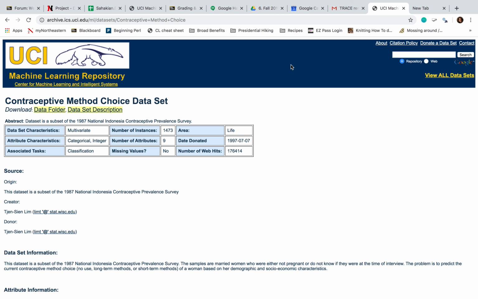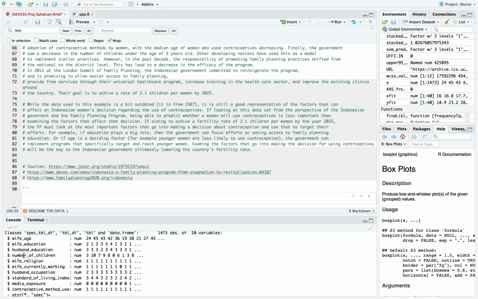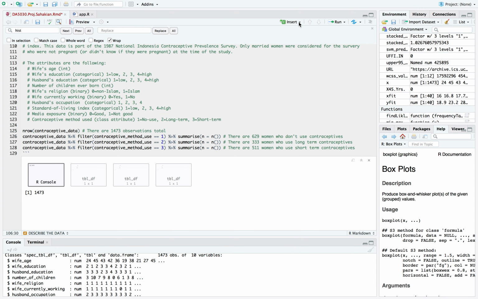This dataset collected demographic information from married, non-pregnant women. So we can see here that the study collected information about a wife's age, their education, their husband's education, the number of children they have, their religion, whether they're currently working, their husband's occupation, their standard of living index, and their level of media exposure. In addition to the factors that I just mentioned, the study also collected whether each woman was using no contraception, a short-term contraception choice, or a long-term contraception choice.